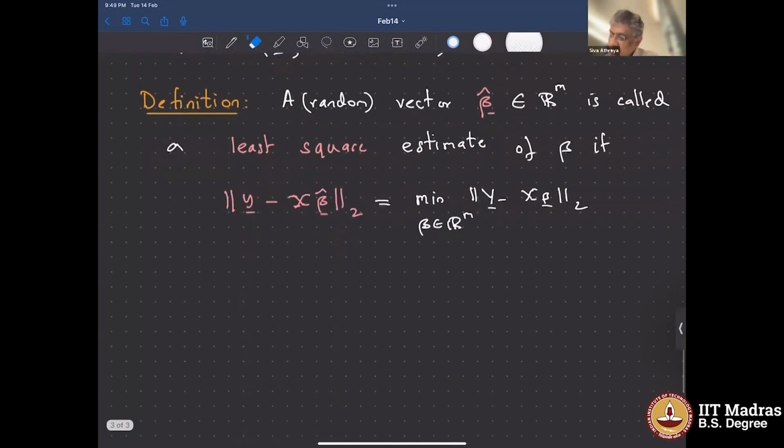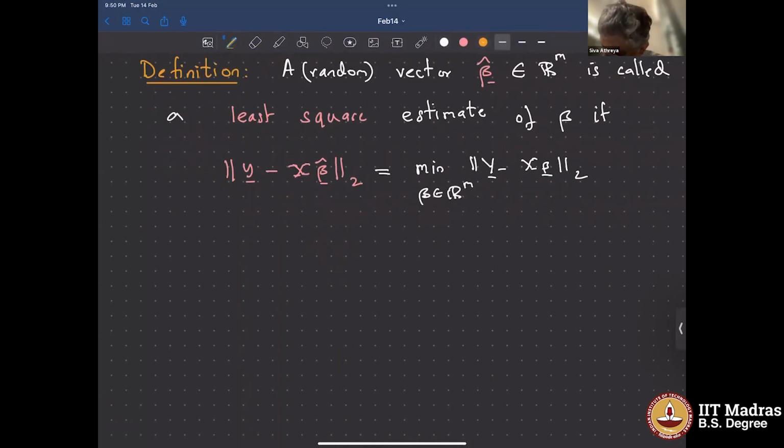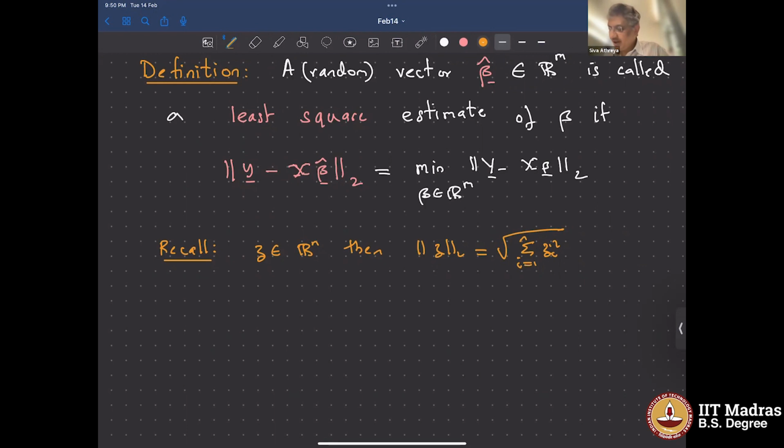Since this is a little bit of linear algebra, I'll just recall that if I have a vector z in R^n, then the L2 norm of z is just the square root, the Euclidean distance from the origin, of the sum from i equal to 1 to n of z_i squared. So that's just a notation. So I want the L2 distance between y and x beta hat to be the smallest among all possible parameters beta. So just a remark.